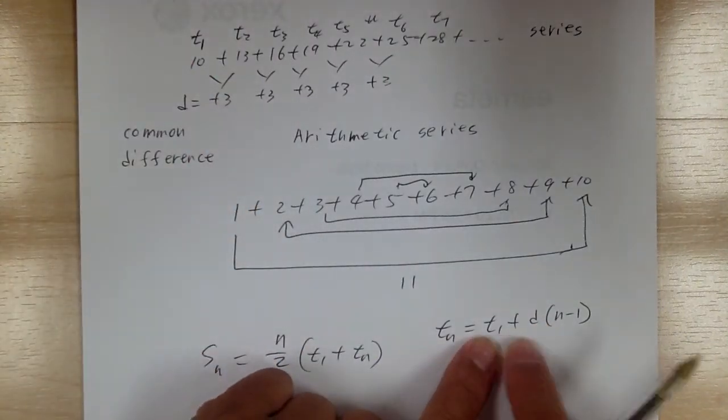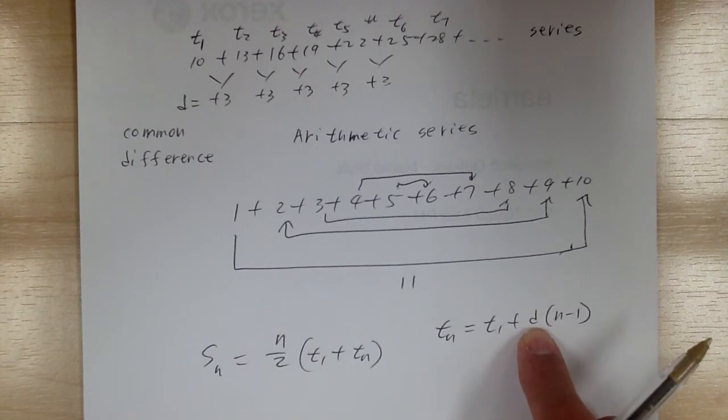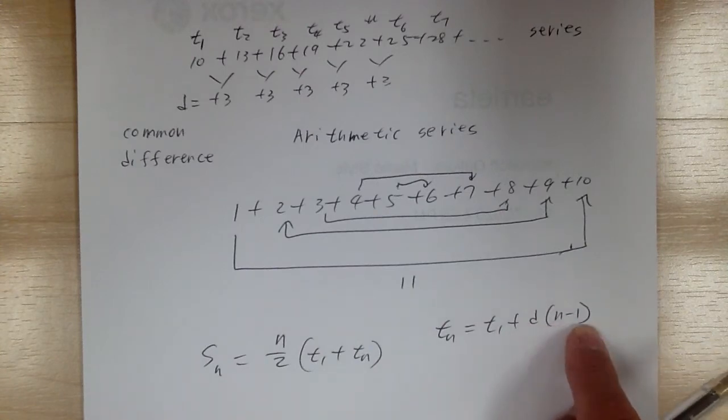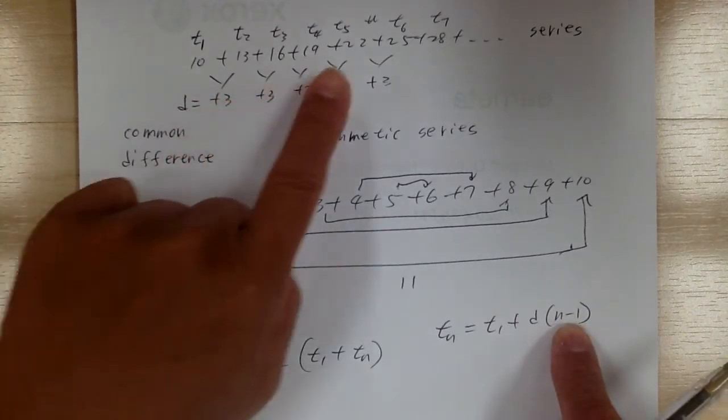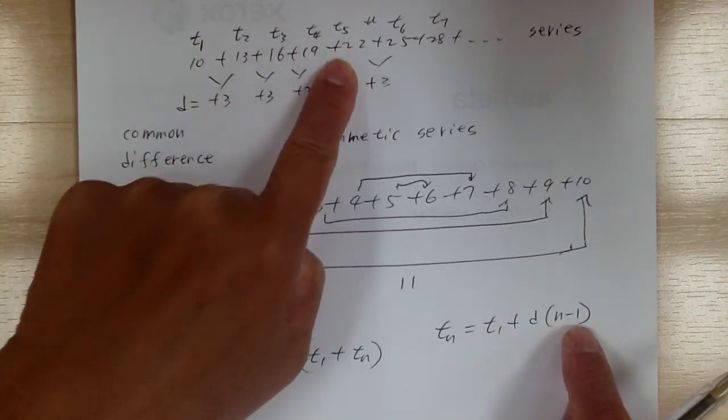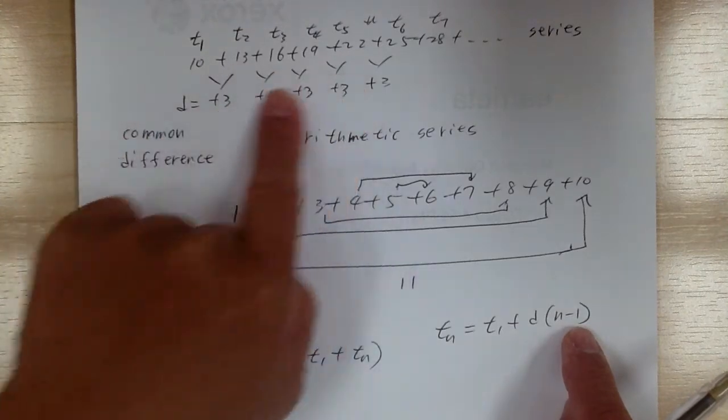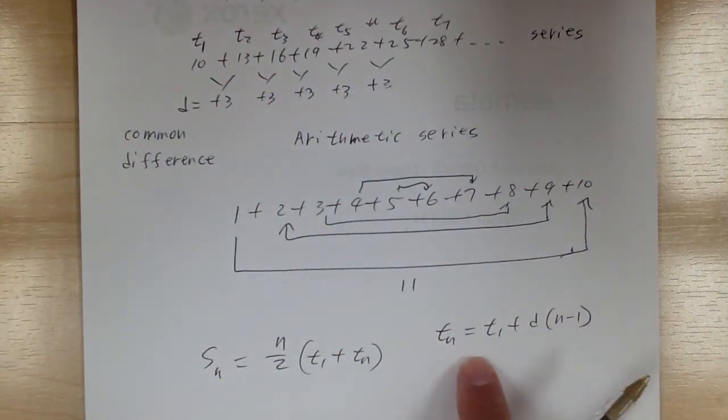This is the initial value plus the increment of each one times the number of increments. Again, each difference is 3, and this will give you how many differences. So if you're looking for T5, 5 minus 1 gives you 4 differences. So that's what the formula is.